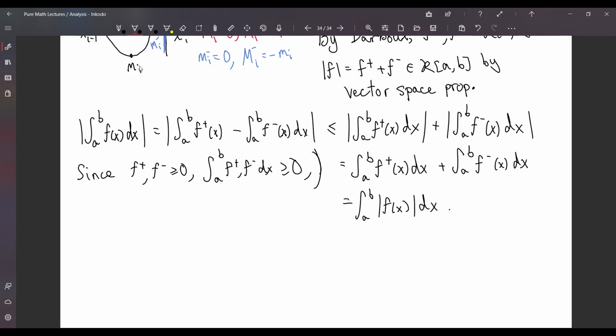So I think the next lecture is going to be the last one on integration. And we will talk about, if you have two functions which are Riemann integrable, we will show that the product is Riemann integrable as well.